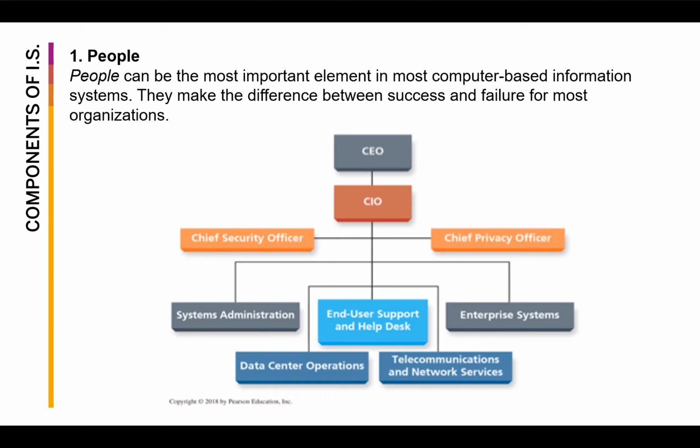We have, of course, the CEO to set the overall business objective. We also have the chief information officer, the chief privacy and security officer, and the rest of the team, all of them supporting the information systems strategy. Okay, so let's go through them one by one.